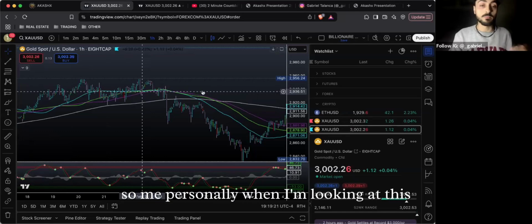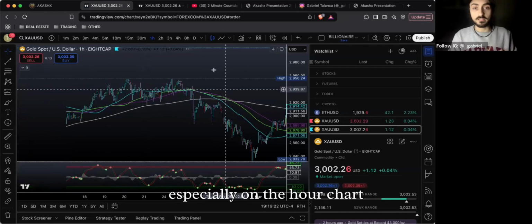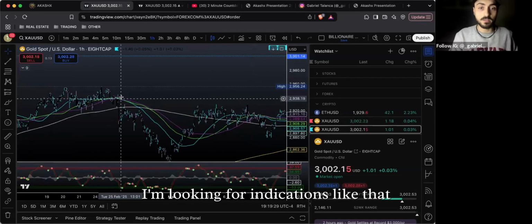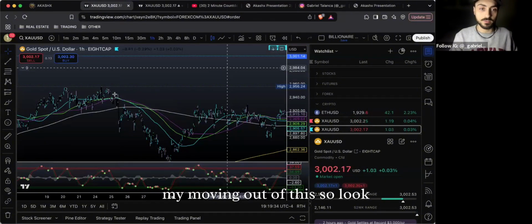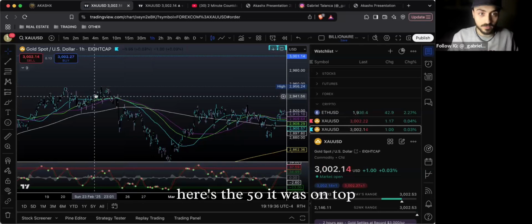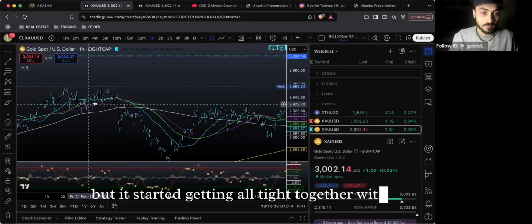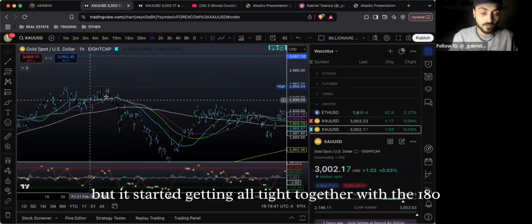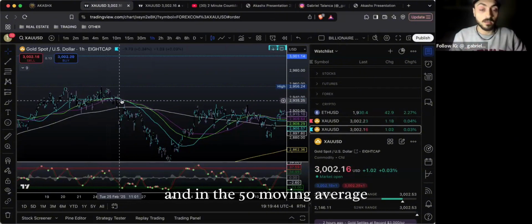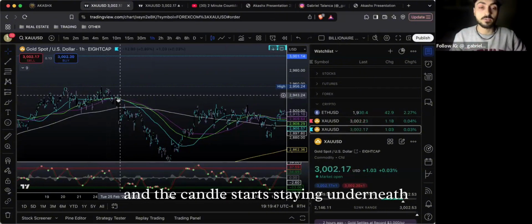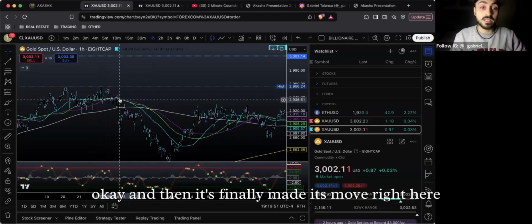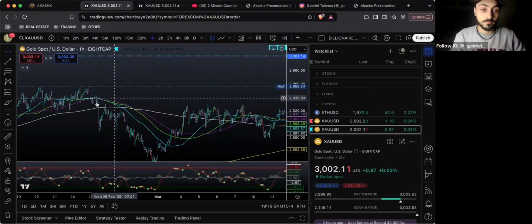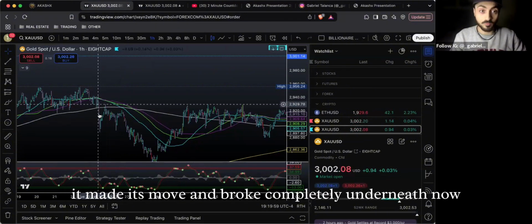So me personally, when I'm looking at this, especially on the hour chart, I'm looking for indications like that of the candlesticks starting to break underneath my moving averages. So look, here's the 50. It was on top, but it started getting all tight together with the 80 and the 50 moving average, and the candle started staying underneath. And then it finally made its move right here. See that? It made its move and broke completely underneath.